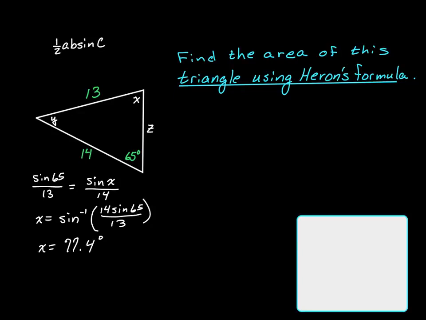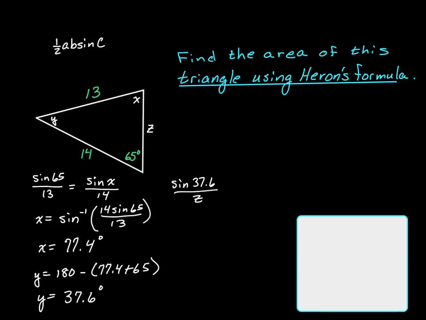And if I want to know the measure of angle Y, I would take 180 minus that 77.4 and 65 added together, which would give us an angle of 37.6 degrees. All right, well now we can use law of sines one more time and say the sine of 37.6 degrees over side Z equals the sine of 65 over 13.